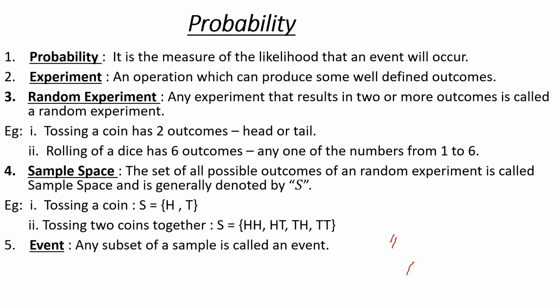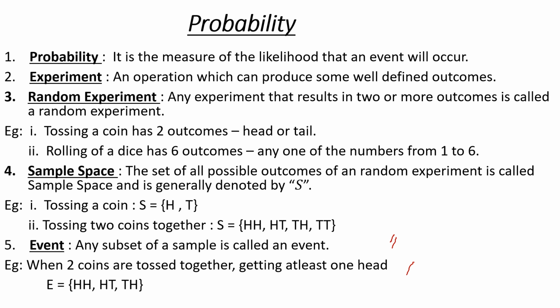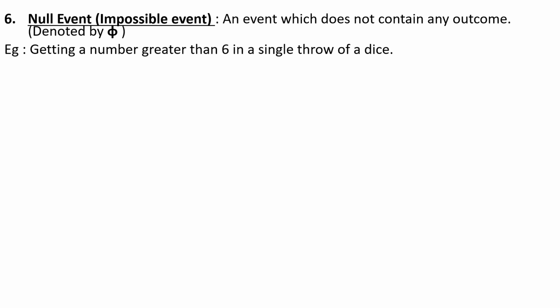Event is any subset of a sample space. Like when we toss two coins together, we can define an event as getting at least one head. So the possible outcomes favoring this event are HH, HT or TH. Null event, also known as impossible event, is an event which does not contain any outcome. It is usually denoted by phi. For example, getting a number greater than 6 when you throw a dice is a null event.